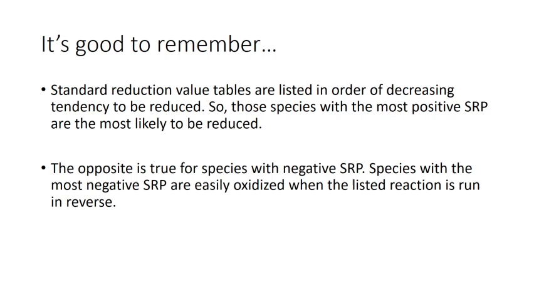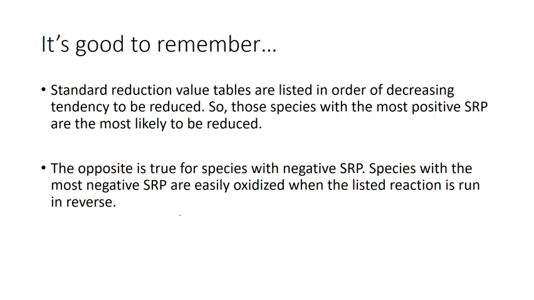Okay, good things to remember. Standard reduction potential tables are listed in order of decreasing tendency to be reduced, so the species with the most positive standard reduction potential are the most likely to be reduced. The opposite is true for species with a negative standard reduction potential. The species with the most negative standard reduction potentials are easily oxidized when the reaction is run in reverse.